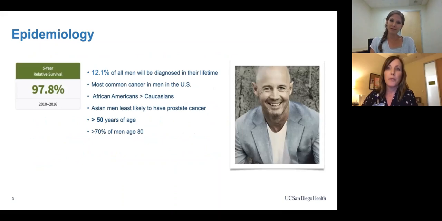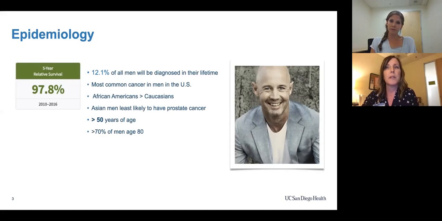So a brief overview of prostate cancer epidemiology. It has a pretty high relative 5-year survival rate. 97.8% of men with prostate cancer were still living after 5 years. 12.1% of all men will be diagnosed in their lifetime, making it the most common cancer in men in the United States.